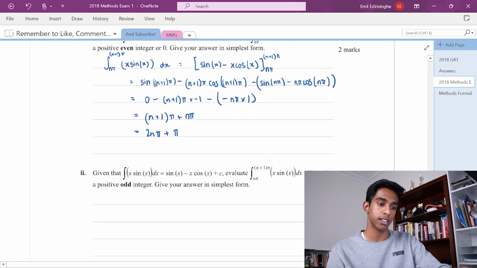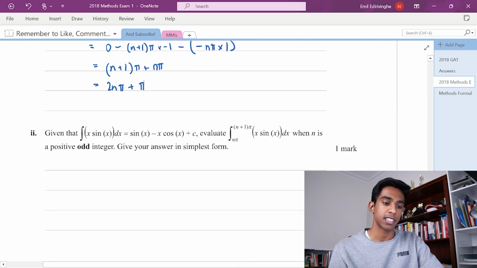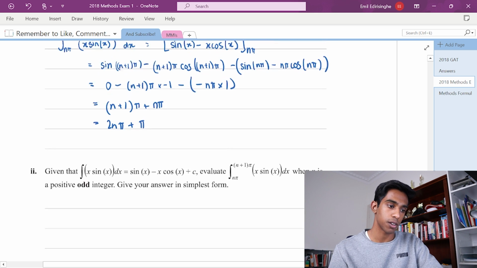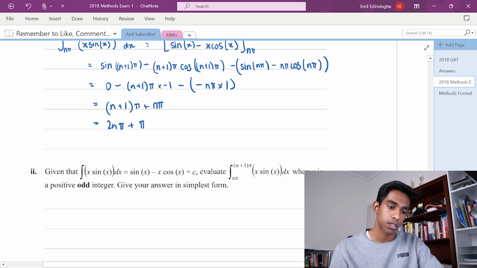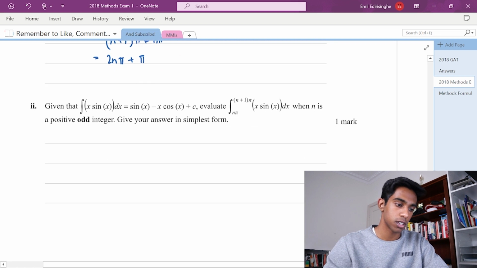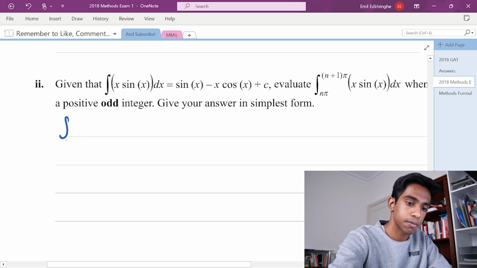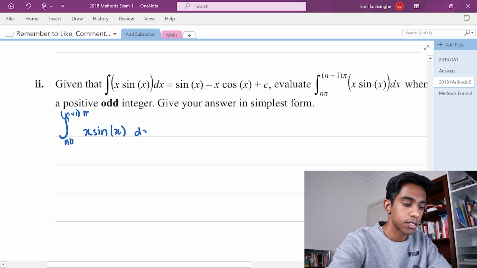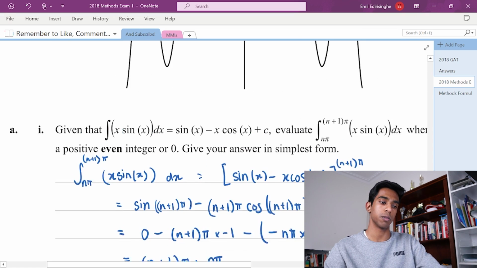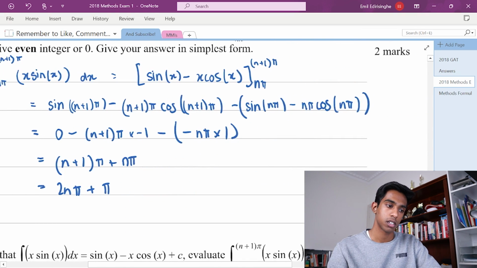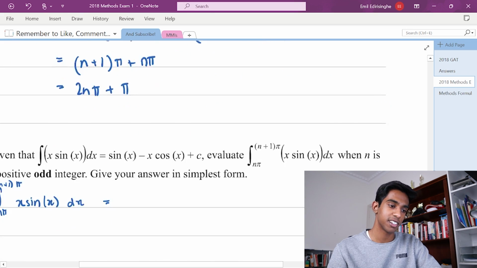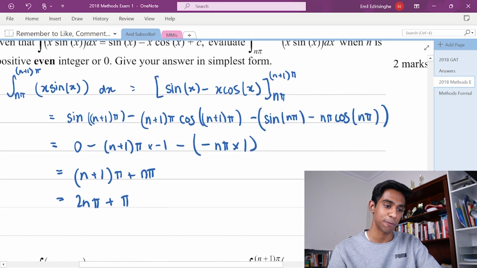Perfect. Then we're told to do exactly the same thing, except when n is an odd integer. So here we can essentially go back to here. So we just go, let's write this in here. So we get the integral from n pi to n plus 1 pi of x sine x dx. And then we're essentially copying what we wrote above, that whole equation, which is quite a bit of work, but we'll do that.